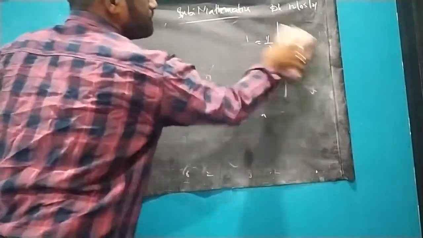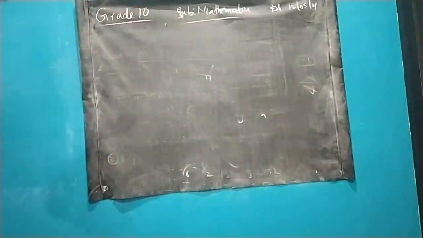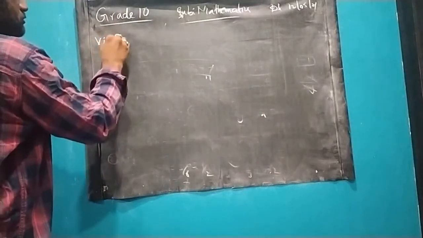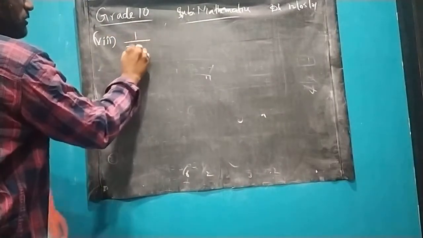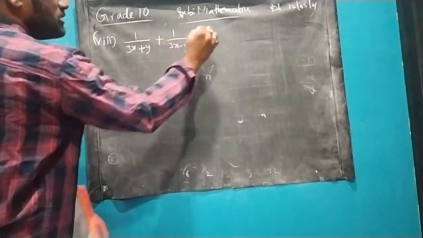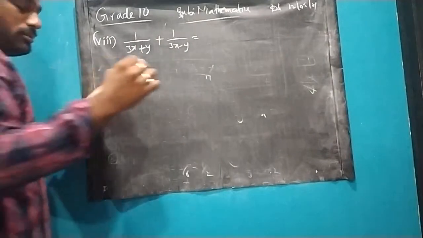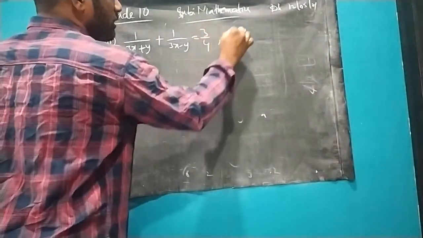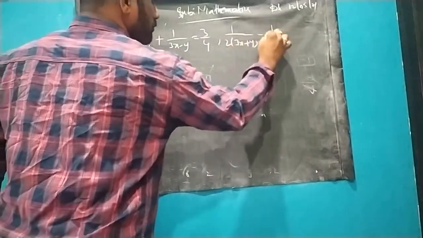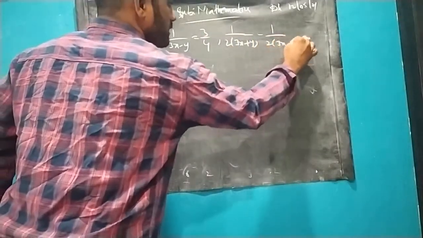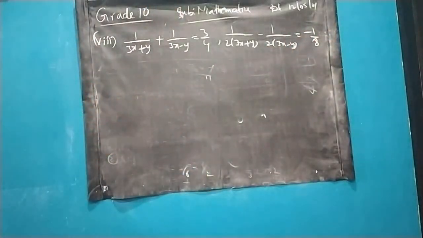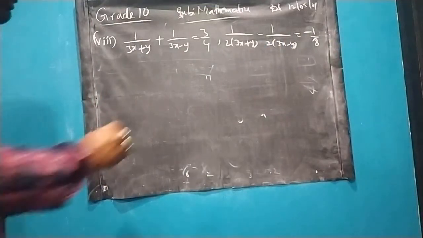Next question. So question number 8. Same circuit, question number x. 1 by 3x plus y, 1 by 3x minus y is equal to 3 by 4, comma 1 by 2 into 3x plus y, 2 into 3x minus y is equal to minus 1 by 8. So these are the two given equations.